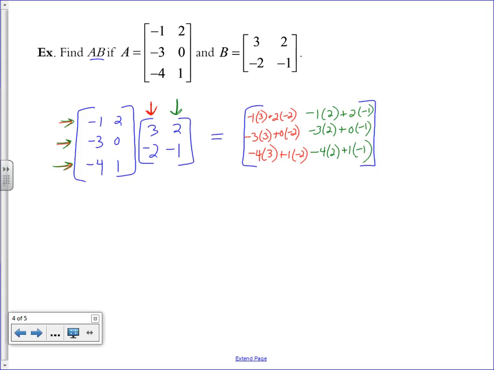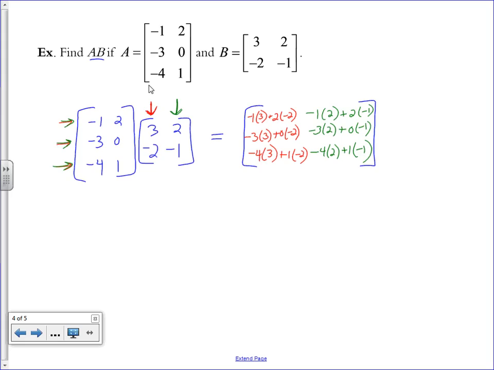And if you notice in my answer matrix, in all the parentheses, I end up with the same thing because I'm constantly running it through the second matrix. So you'll notice I have a 3 and -2 in the red each time, and I have a 2 and a -1 in the green each time, because I'm constantly running it through the second matrix.